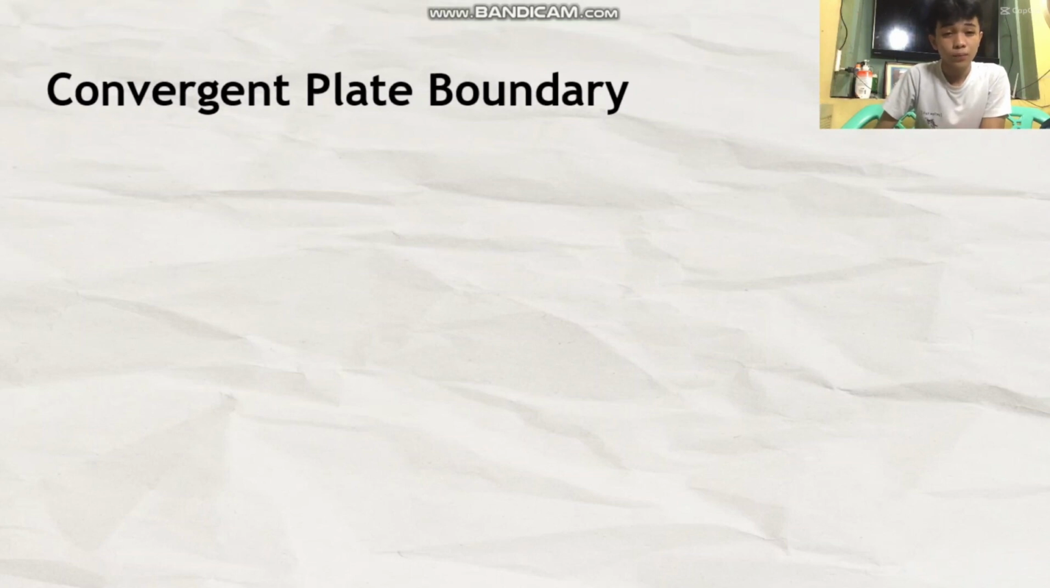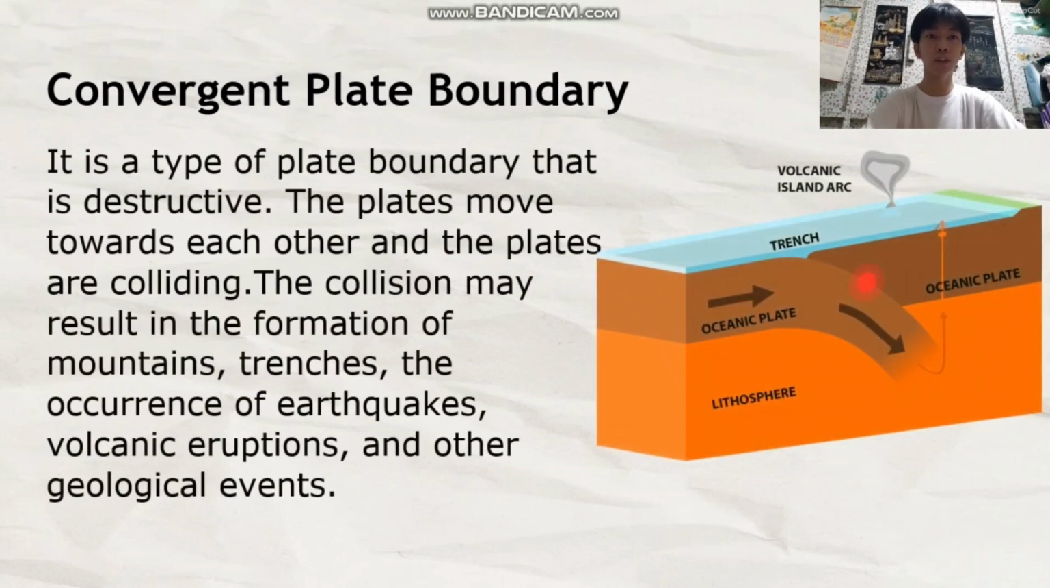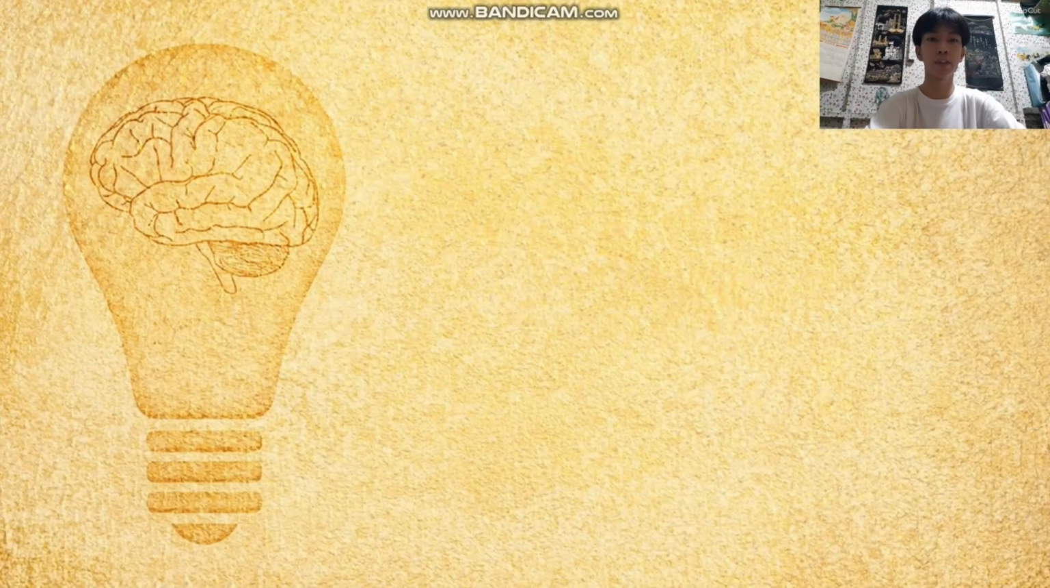The second type of plate boundary is convergent boundary, to be discussed by Jerry Belina. It is a type of plate boundary that is constructive. The plates move towards each other and the plates are colliding. The collision may result in the formation of mountains, trenches, occurrence of earthquakes, volcanic eruption, and other geological events.